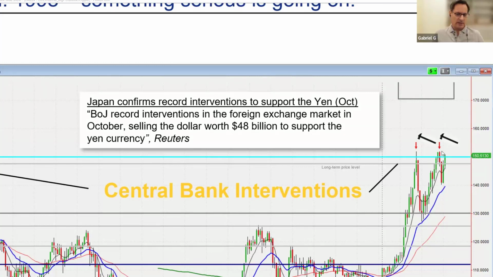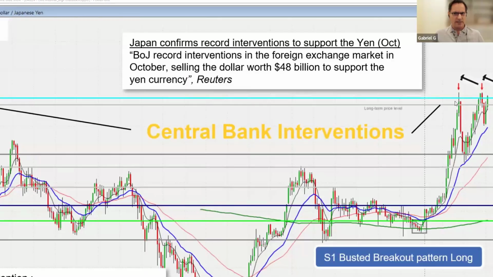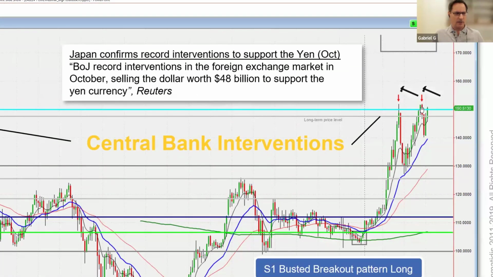Well, there was another intervention in November. That was, I guess, equally expensive, because price came back to this important level. I guess that was very astonishing and frightening to the Bank of Japan, and at all costs they pushed price lower. We can see that the reaction was really shallow. It was only halfway. We didn't even get to the 21 moving average.